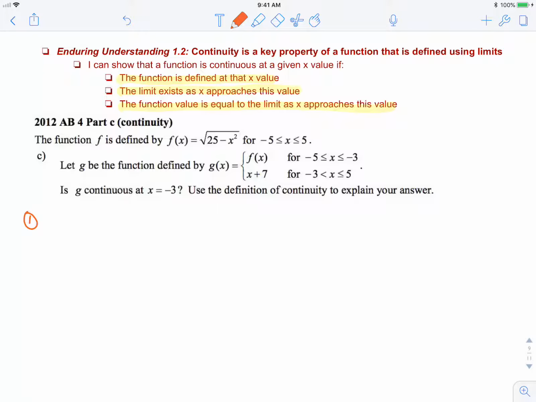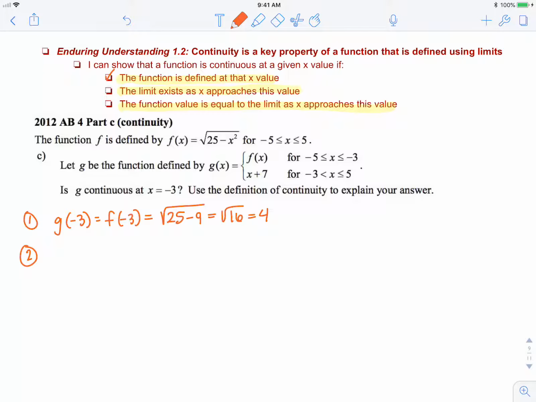First, g of negative 3 is going to equal f of negative 3, which is square root of 25 minus 9, which is square root of 16, which is 4. So that was step 1. The function is defined at negative 3.